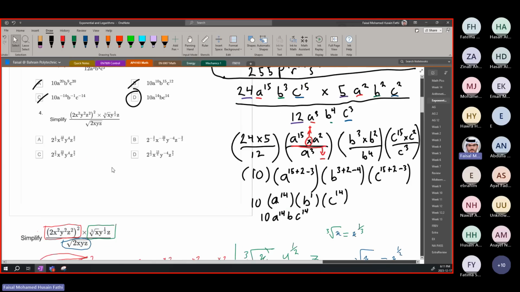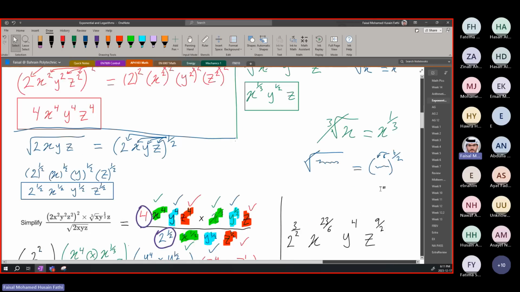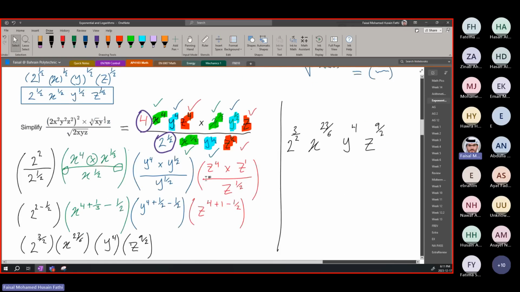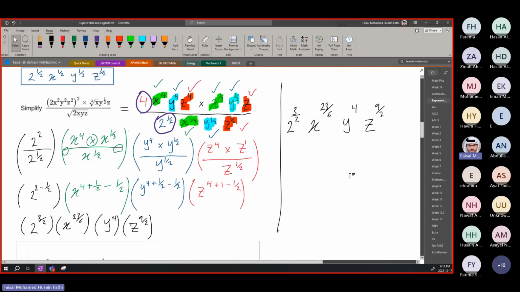Let's look at the solution. 23 over 6, 3 over 2, 4, 9 over 2. Yep, this is our answer, C. Any questions before we take a prayer break and come back? Any questions?